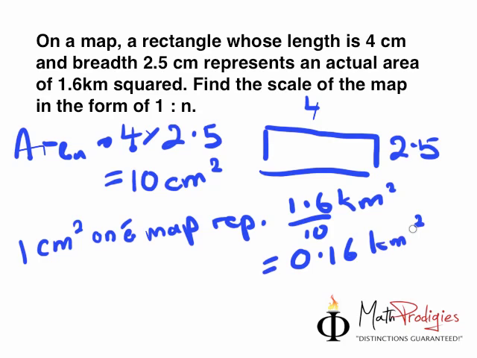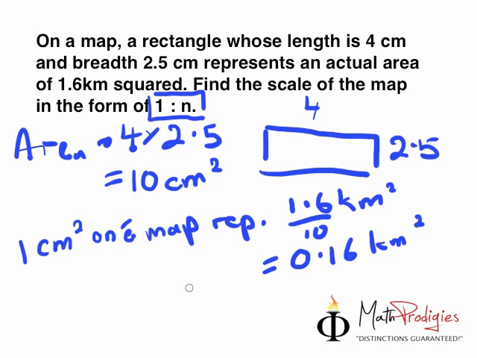1.6 kilometer squared divided by 10 cm squared. That means 1 cm squared equals to 0.16 kilometer squared. But that's not what you want to find out. What you want to find out is what is it in terms of 1:n, in other words, in terms of cm. So all you have to do is convert this.